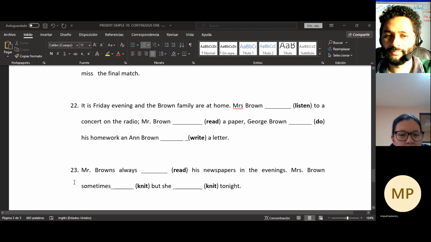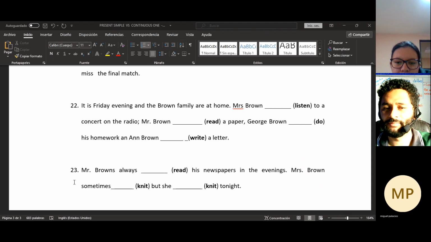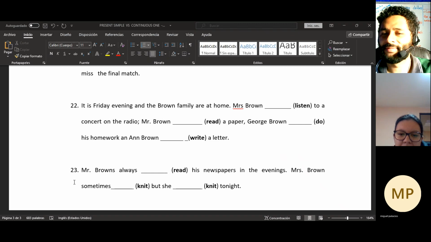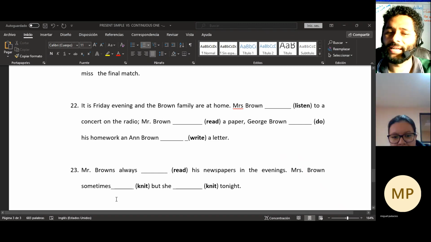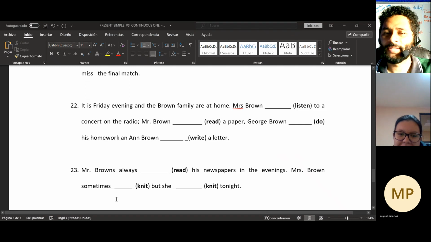Mr. Brown always reads his newspaper in the evenings. Mr. Brown sometimes... knits, but she's not. No, she's not knitting tonight. Knit, by the way, means tejer. Yes. So she sometimes.